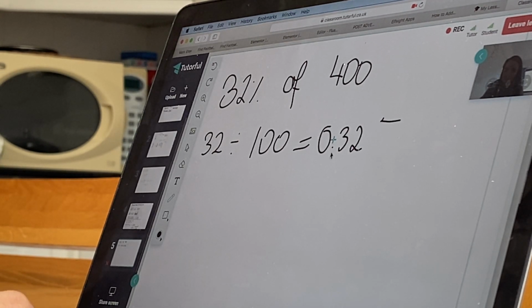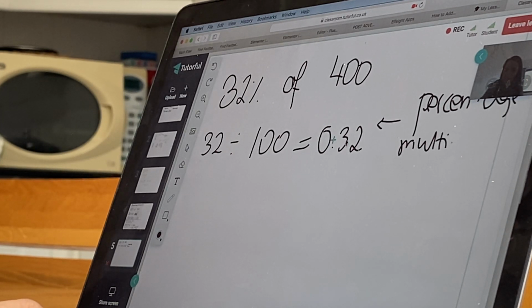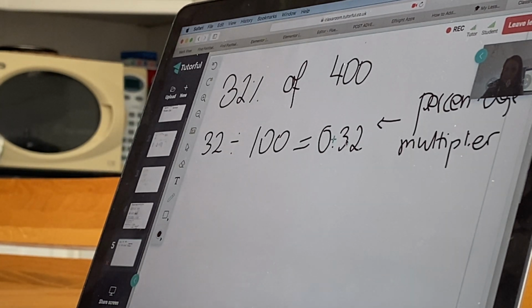So this here is called the percentage multiplier. Okay, so that's our percentage multiplier. Now, how do we use our percentage multiplier? What do we do from here? So now what we're going to do is 0.32 multiplied by 400.